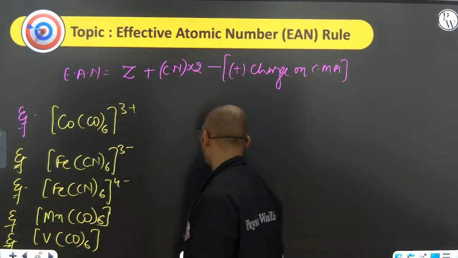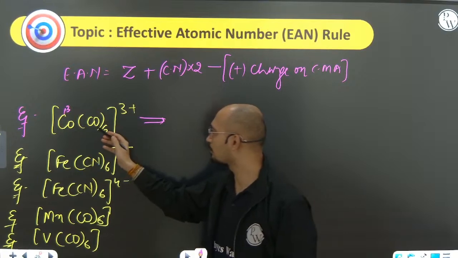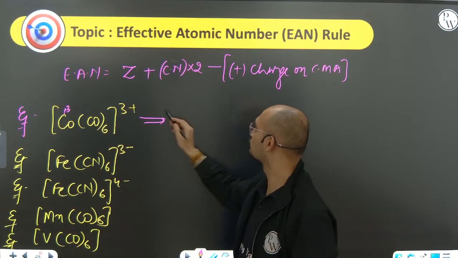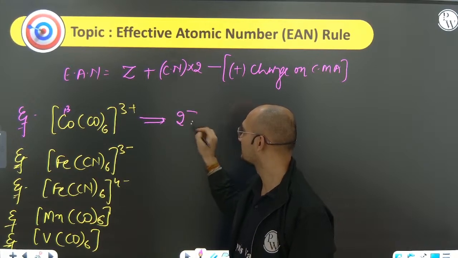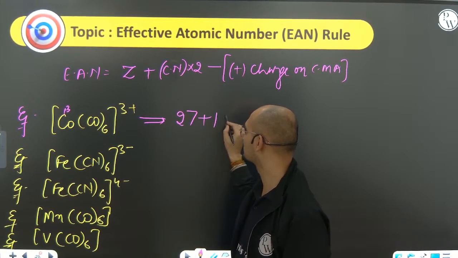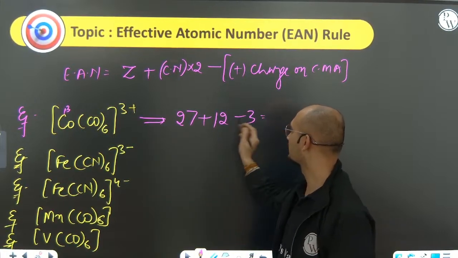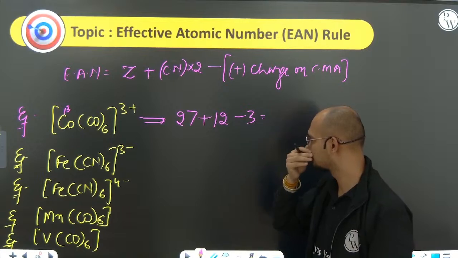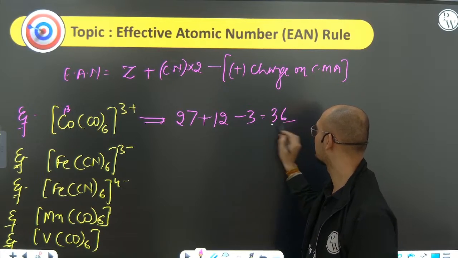Let's find out. Cobalt has how much charge? 3. How many carbonyls are there? 6, so 6 twos are 12. First of all, what is the cobalt Z? It is 27. Plus 12, minus 3. 12 minus 3 is 9. So it is 36.